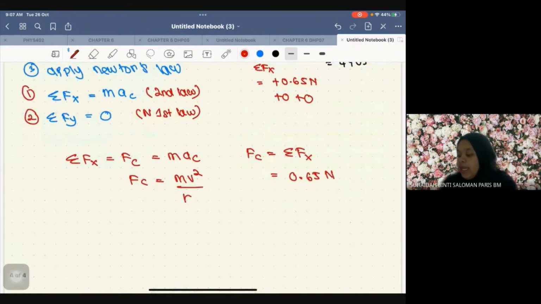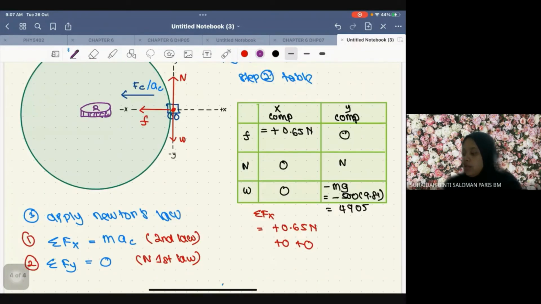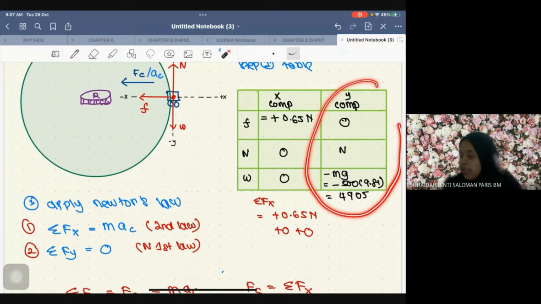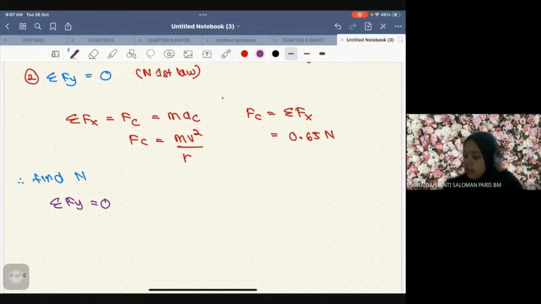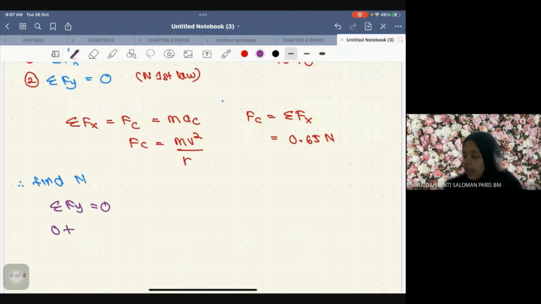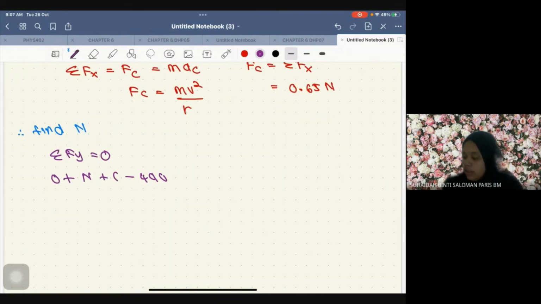Okay. So summation Fy is equals to 0 sebab kita nak find the N. Find the N first. So to find the N, kita guna second equation. Okay. Because we apply Newton's second law. So summation Fy is equals to 0. So back to the table. So tambah semua ni adalah sama dengan kosong. So dia dapat kosong plus N plus negative 4905 sama dengan kosong. So N is equals to 4905.